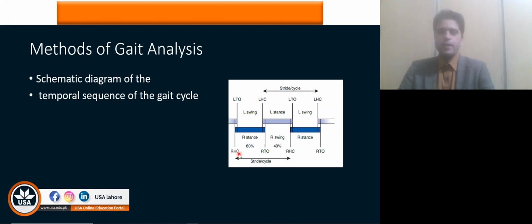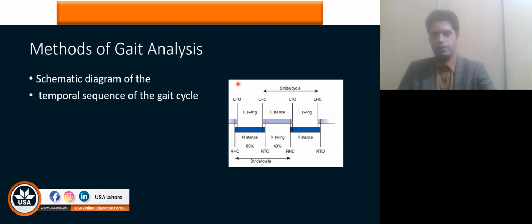EMG is typically combined with stride and angular kinematic analysis to provide information about the phasic muscle activation patterns. That is, for example, how a muscle activates. So, the combined technique can also be used to analyze gait. Now, EMG also helps to explain the motor performance underlying the kinematic and kinetic characteristics of the gait itself. So, class, this is all about methods of gait analysis.